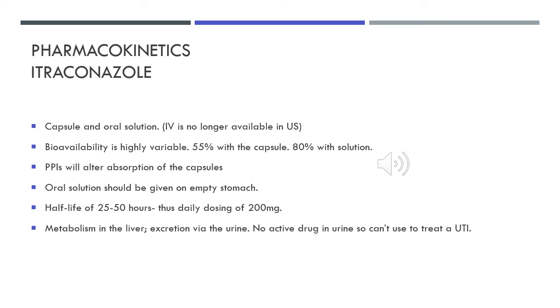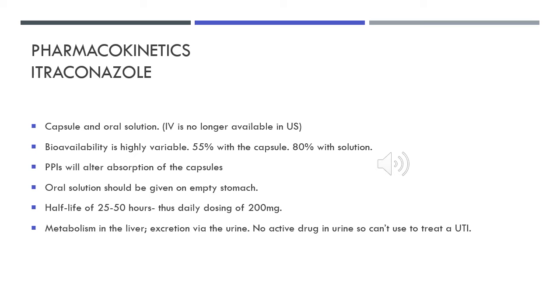In terms of itraconazole, it is both a capsule and oral solution option. IV options are no longer available in the United States for itraconazole. Bioavailability is quite variable with itraconazole. It's about 55% bioavailability with the capsule, about 80% with solution. Of note, proton pump inhibitors will alter the absorption of the capsules. I should say the H2 blockers and antacids will as well, but because PPIs are more effective, greater absorption will be altered with PPI use.